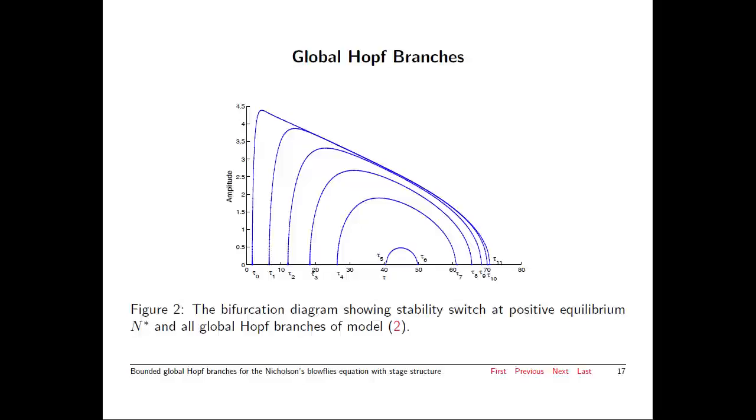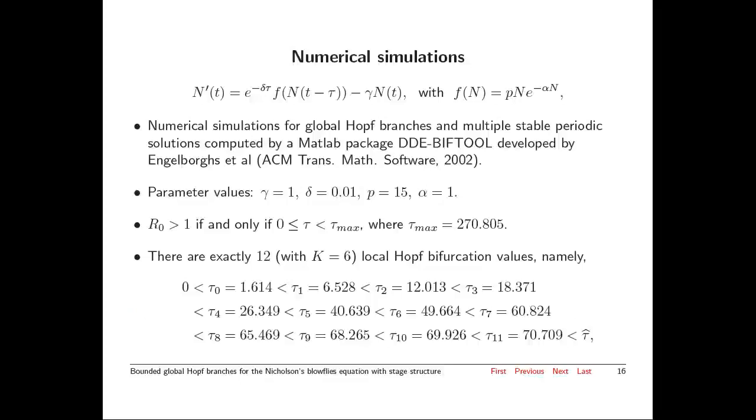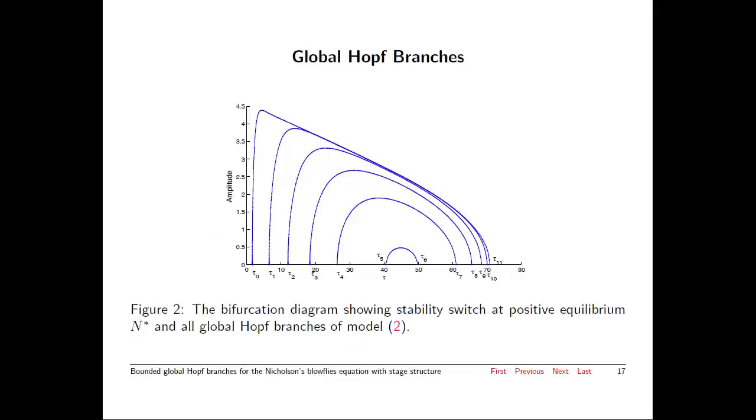Also, here tau 0 and tau 11 are stability switches. It means when tau is less than tau 0, the positive equilibrium N star is stable. When tau is between tau 0 and tau 11, the positive equilibrium is unstable. And when tau is larger than tau 11, the equilibrium is stable again. And here there is tau max, about 270. So when tau is larger than tau max, the positive equilibrium disappears, and we only have the trivial equilibrium.